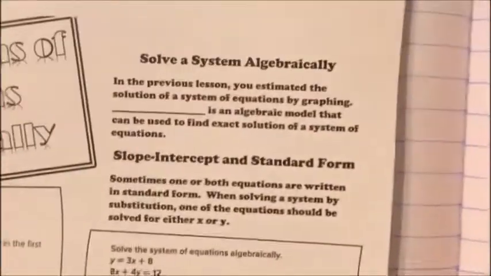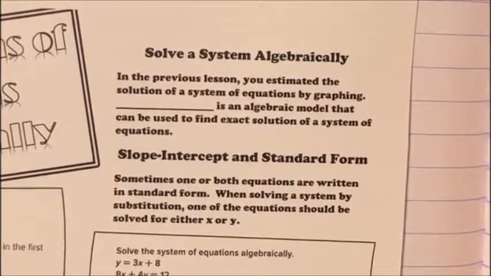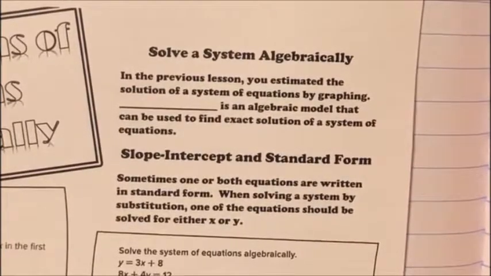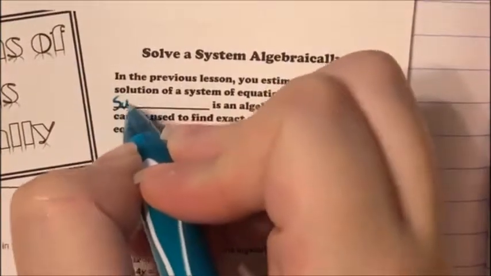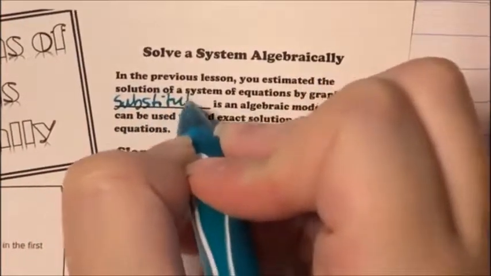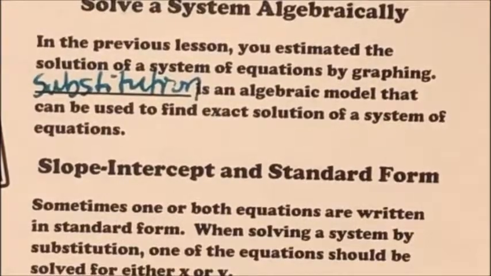So when we solve a system algebraically, in the previous lesson, you estimated the solution of a system of equations by graphing. Blank is an algebraic model that can be used to find the exact solution of a system of equations. In that blank, you're going to write substitution. Okay. Substitution.